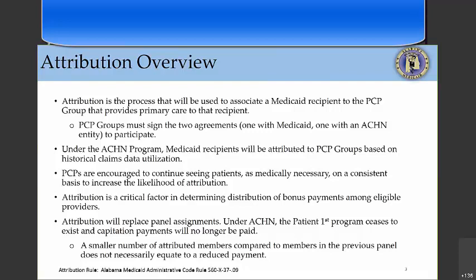Attribution is a critical factor in determining the distribution of bonus payments among eligible providers. This is particularly true in year 1 of the program. Attribution will replace panel assignments. Under ACHN, the Patient First program will cease to exist, and capitation payments will no longer be paid. We would note that a smaller number of attributed members compared to members in the previous panel does not necessarily equate to a reduced payment.